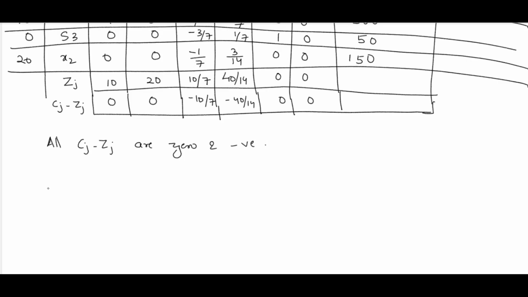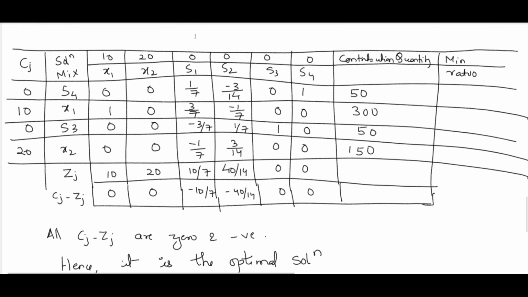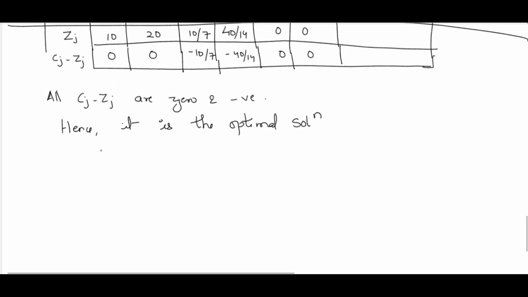Hence, this is the optimal solution. What is this optimal solution? What is the value of x1? From the contribution quantity, x1 is 300, and x2 is 150. So x1 is equal to 300 units and x2 is equal to 150 units.